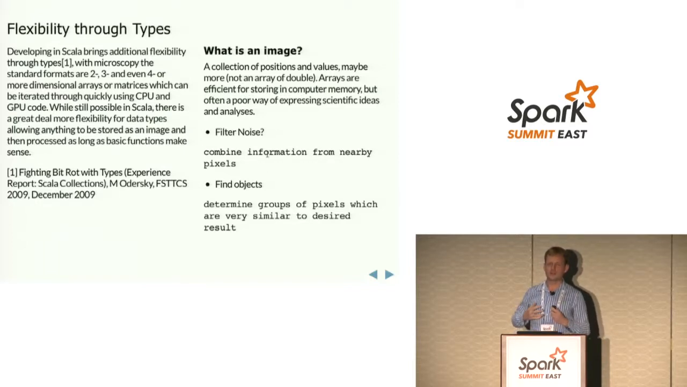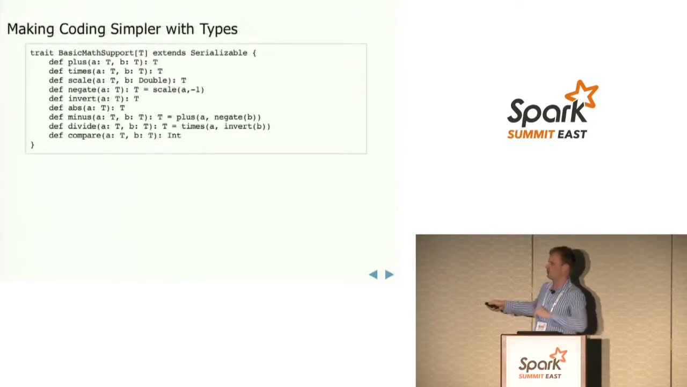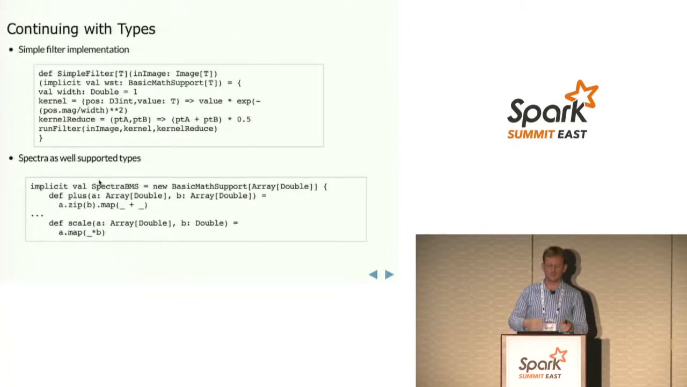So you can say something like filtering noise means combining information from nearby pixels in order to reduce the noise level, and finding objects means determining groups of pixels which are similar to the desired result. That means you don't have to specifically say for a type double image you do this. You simply say what this behavior is. This is the only slide I think with all code, but you can then define these traits, and if you've implemented all of these functions for whatever type you're looking at, you can then perform simple filters or component labeling or any other task, and you don't care what your image is stored as underneath.